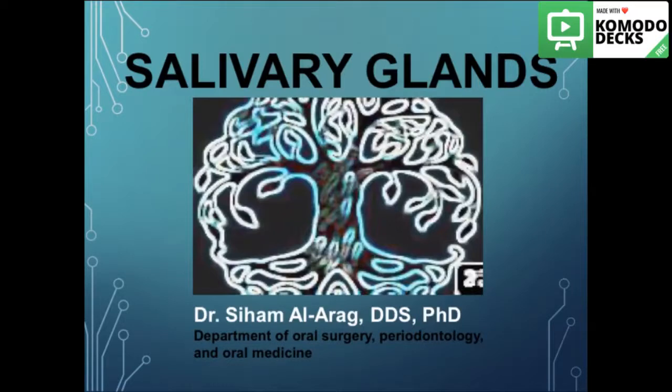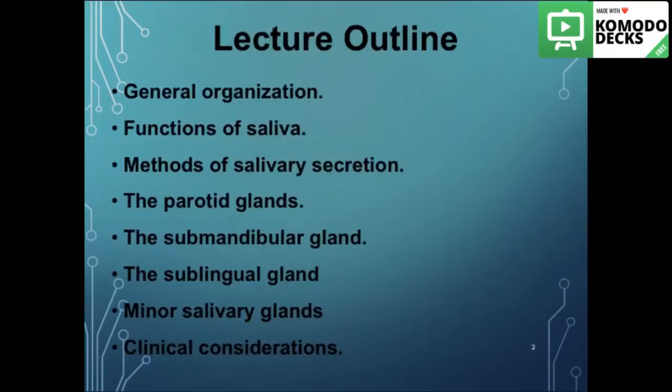We will be talking this time about the salivary glands. Roughly, we will be talking about gland architecture and in detail about the major and the minor salivary glands. So, the lecture outline would be general organization, functions of saliva, methods of its secretion. We start with the parotid, submandibular, sublingual, and end with the minor salivary glands, and finally, some clinical considerations, as usual.